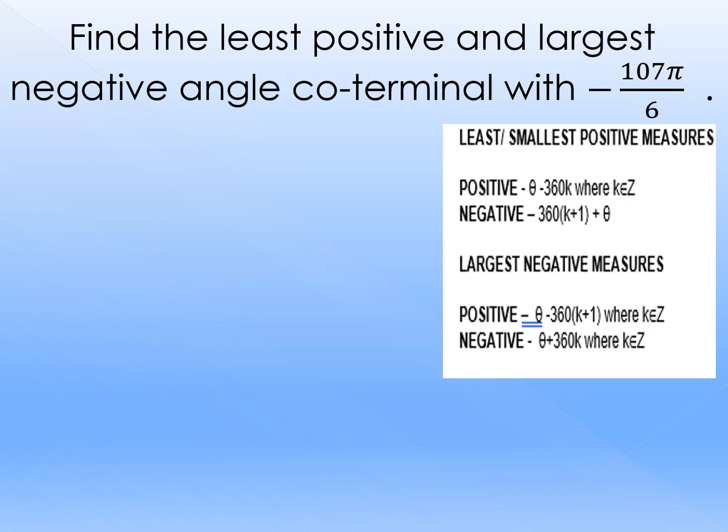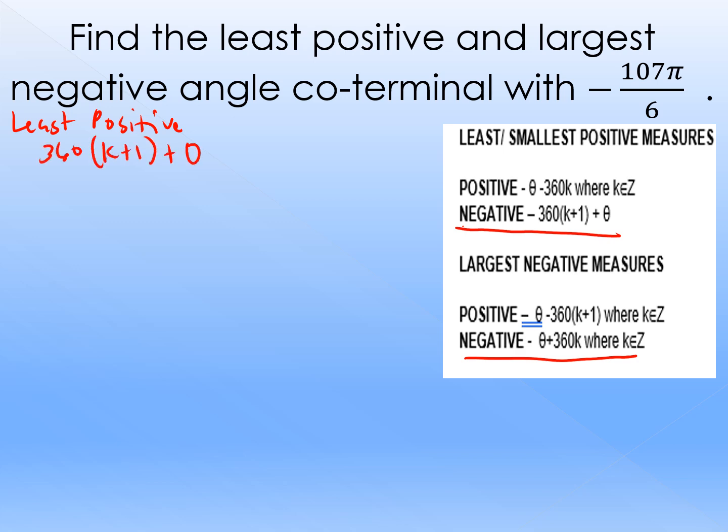Let's try another example. Find the least positive and largest negative angle coterminal with negative 107 pi over 6. So again, we're going to check the sign of the angle measure, and the sign is negative. So we will just simply use this formula for least positive and this formula for largest negative. So now let's write the formula. For least positive, let's write the formula 360 quantity k plus 1 plus theta.